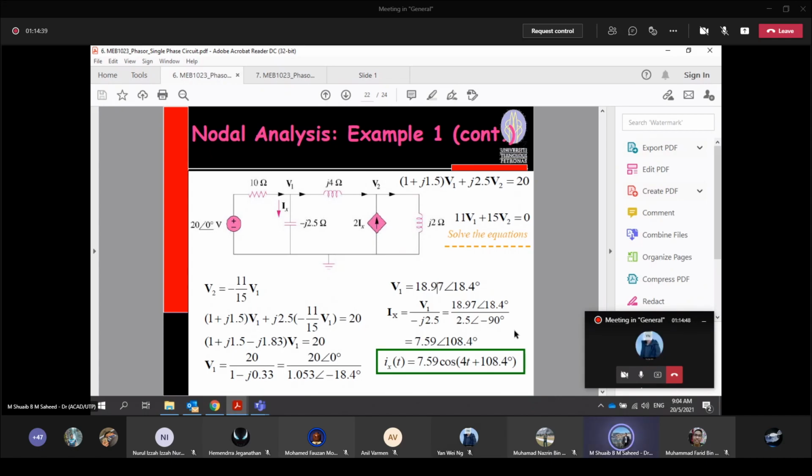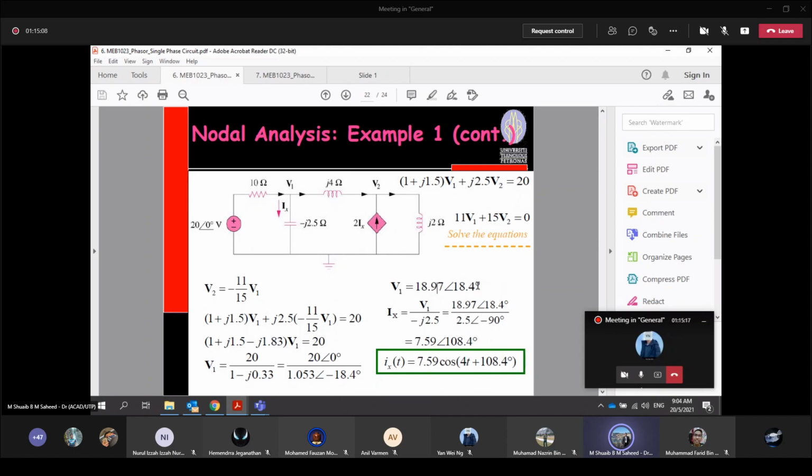Okay, so this is where you have to be careful. I'm just jumping ahead. We will do this power analysis later, but I'm just jumping a bit ahead of that. The angle you have to take into account. Over here, this is the voltage and the current.